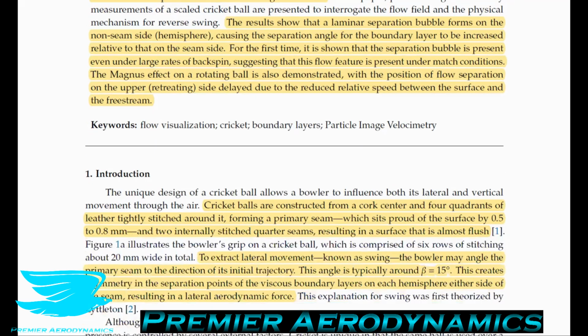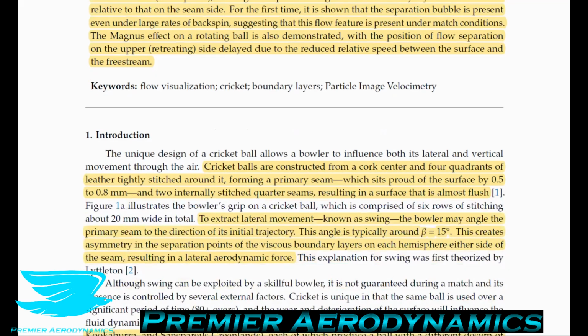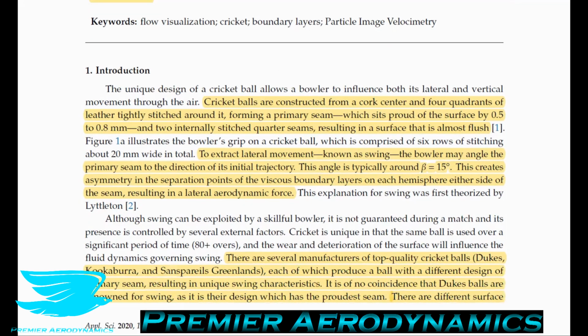So let's go on and unpack the details more so we can talk about how this happens in detail and all the little things, because it's quite interesting. So first up, they say cricket balls are constructed from a cork center and 4 quadrants of leather tightly stitched around it, forming a primary seam which is proud of the surface by 0.5 to 0.8 millimeters, and 2 internally stitched quarter seams, resulting in a surface that is almost flush.